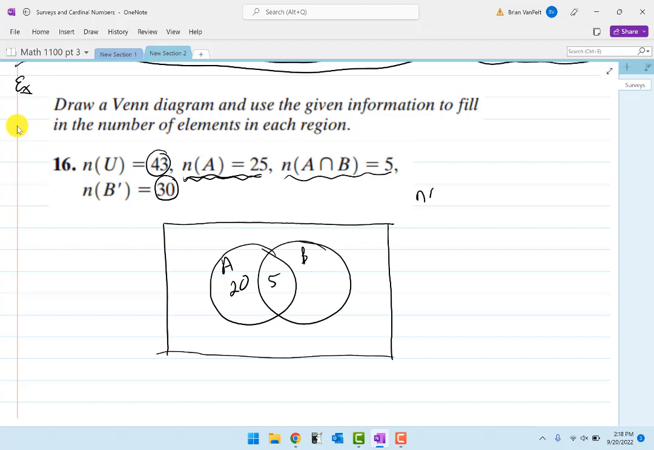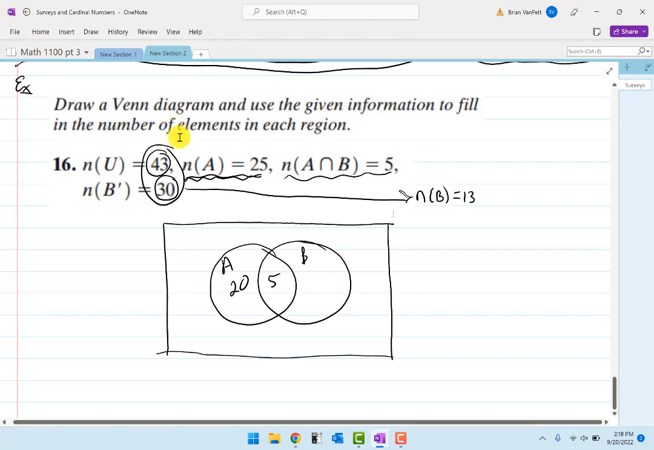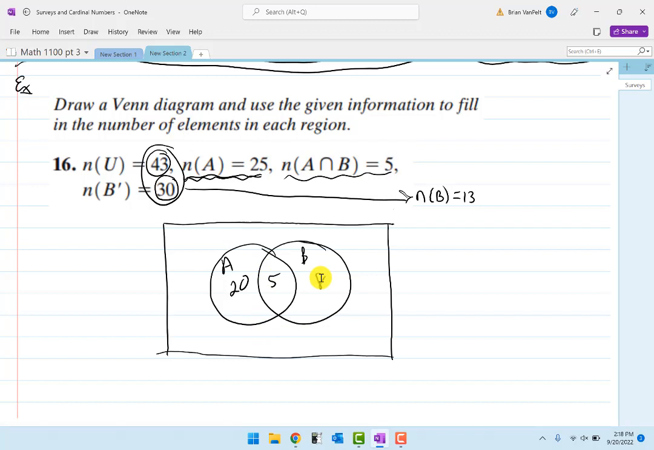So notice this, n of B equals 13. And that's from these two. I'm making that inference. So if I know there's 13 people, I already know that 5 people in B are accounted for right in the middle. So with that said, this 5 in the middle tells me that there has to be 8 here.